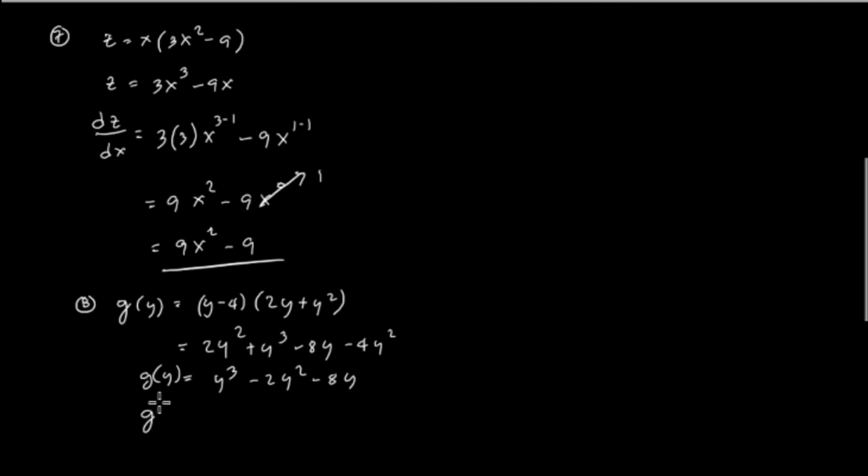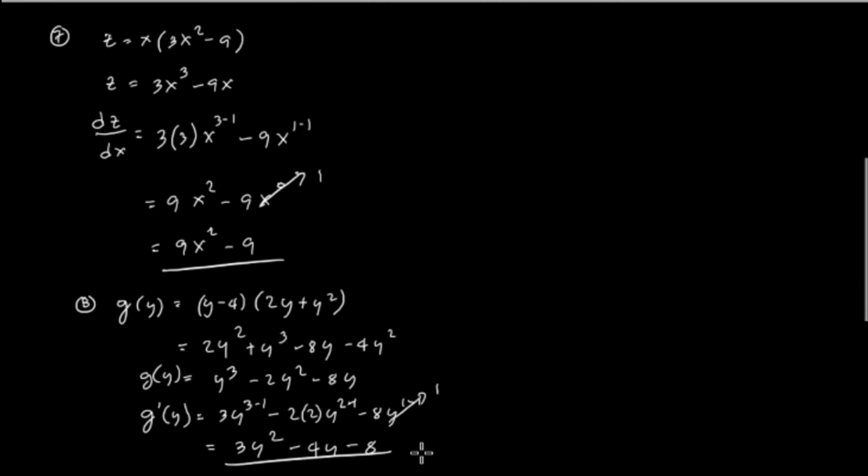Derive. g prime of y is equal to the derivative of y cubed, which is 3y to the 3 minus 1, minus 2, the derivative of y squared, which is 2y to the 2 minus 1, and negative 8y to the 1 minus 1. So 3y squared, 3 minus 2 times 2 is 4y, 2 minus 1 is 1, and 8 times y to the 1 minus 1, or 0, is equivalent to 1. This is the derivative. We just simplified using the FOIL method.